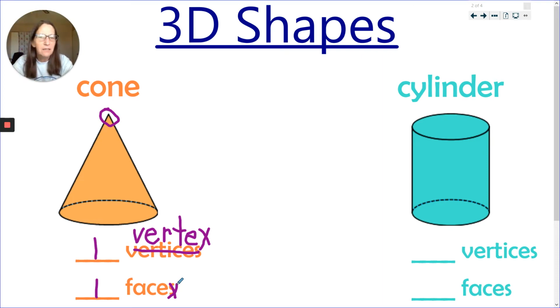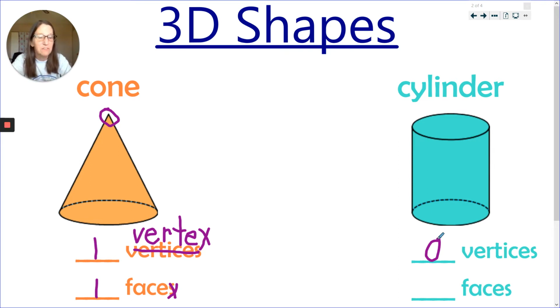Okay, now my other shape over here, look at this one over here. This is my cylinder. Now, when I look at my cylinder, do you see any vertex on here? Do you see any points anywhere on here? Nope. I don't see any points, do you? There are no vertices on here. Look at my picture over here. Do you see any vertex? Nope. There are 0 vertices. It has no points at all.